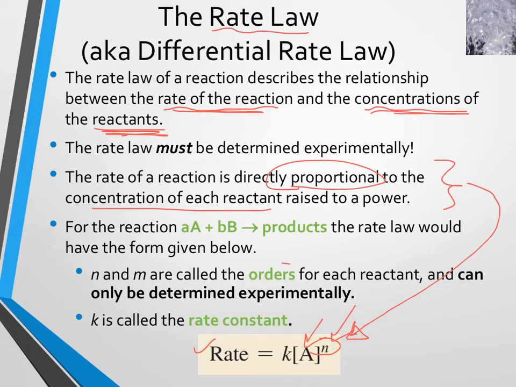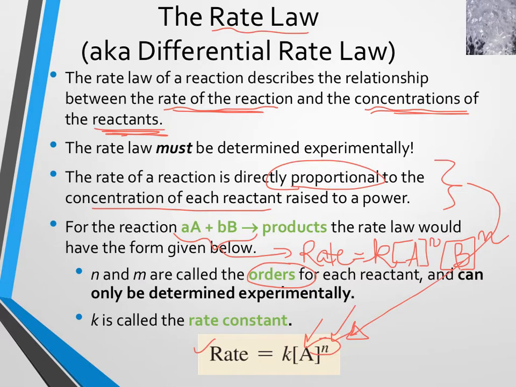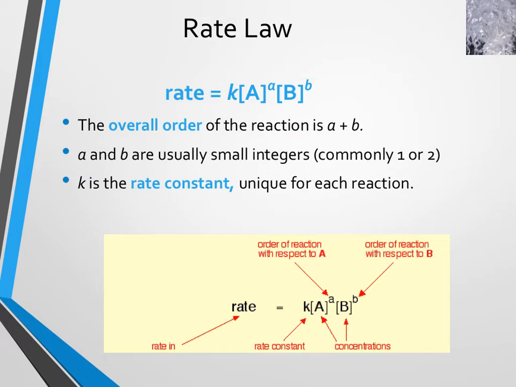The exponent is called the order of the reaction for a particular reactant. So another possible rate law for this generic reaction might be rate equals k, where k is a rate constant, which we'll talk about, times reactant A raised to some power, determined experimentally. And it may also be dependent on the other reactant, which is B, raised to some other power, also determined experimentally. So this can get a little complicated, so it's important that you're alert and listening. So here's our generic rate law.